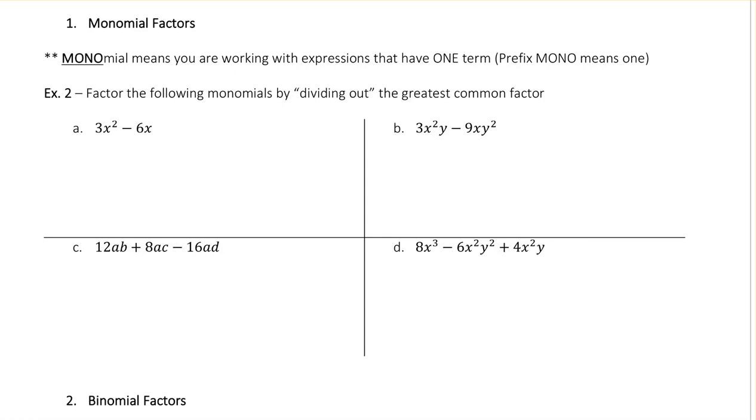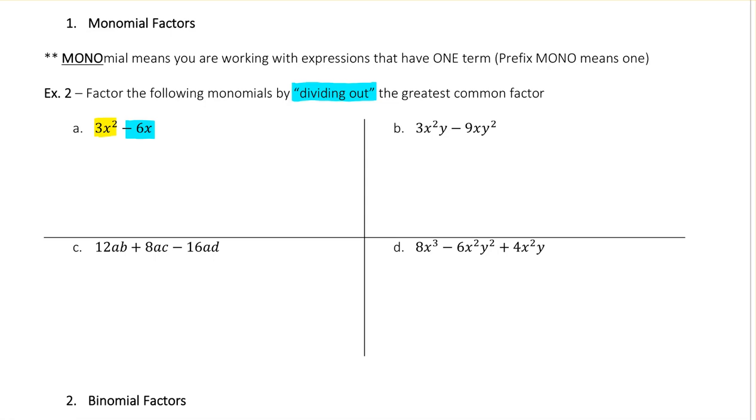The first is monomial factors. Monomial, or the prefix mono, means 1. Each of the expressions you're working with has 1 term in it. There's going to be no binomials in these types of problems. So if you look at the first example, 3x squared, that is 1 term. Negative 6x, that's another term. Okay, there's no brackets here. They're just monomials. Factor each of the following by dividing out the greatest common factor.